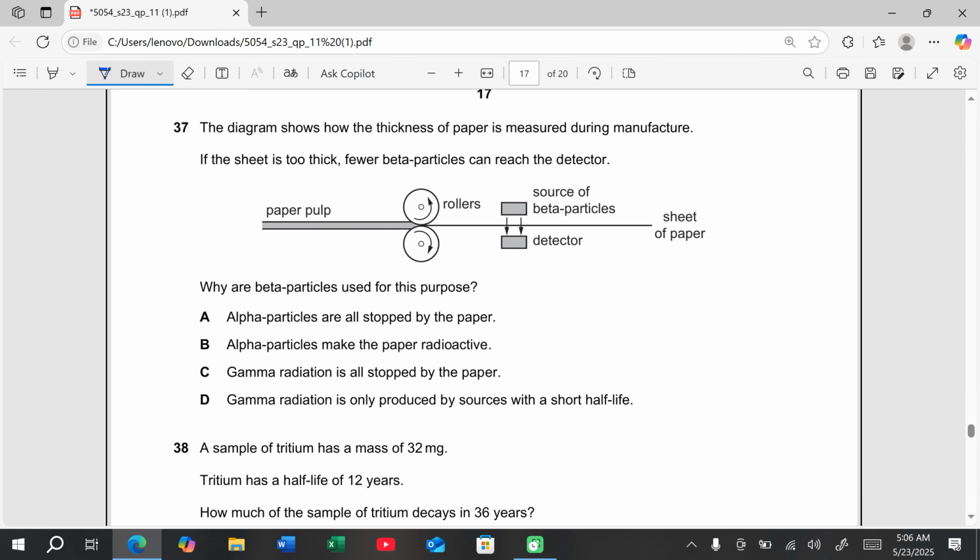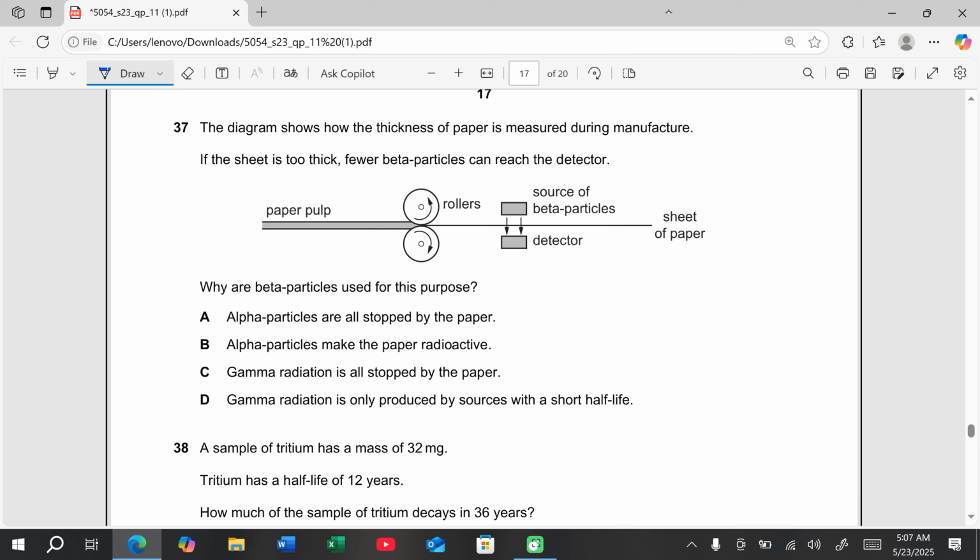The diagram shows how the thickness of paper is measured during manufacture. If the sheet is too thick, fewer beta particles can reach the detector. So that's shown, right? Why are beta particles used for this purpose? Alpha particles are all stopped by the paper.